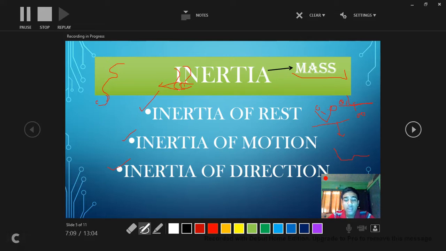So you will move to the side of the car which the turn is twisted to, not the cut side, but the outer, rounded side. It is the rounded side you will be shifted to. Whether it is here, then this side you will be shifted, and this is the cut side. So the rounded side you will be shifted to. This is the inertia of direction.